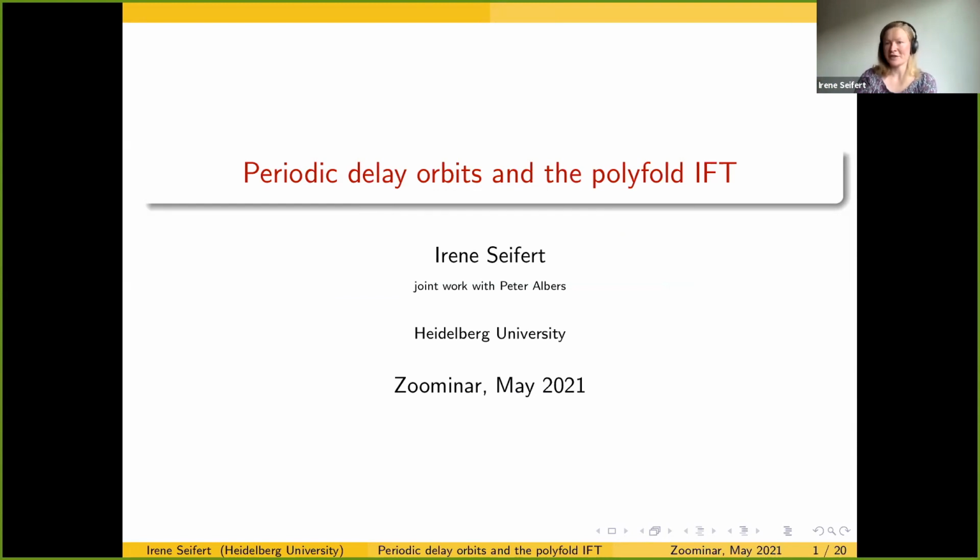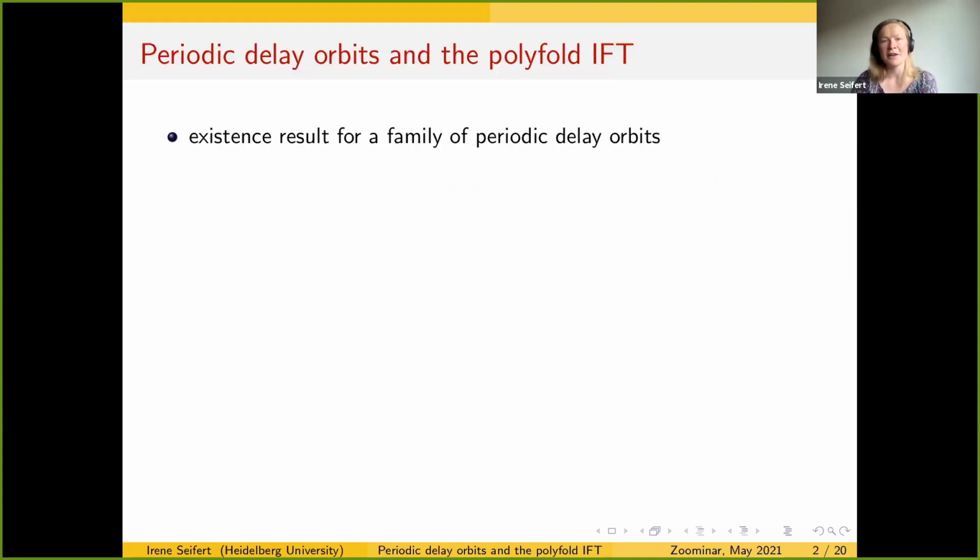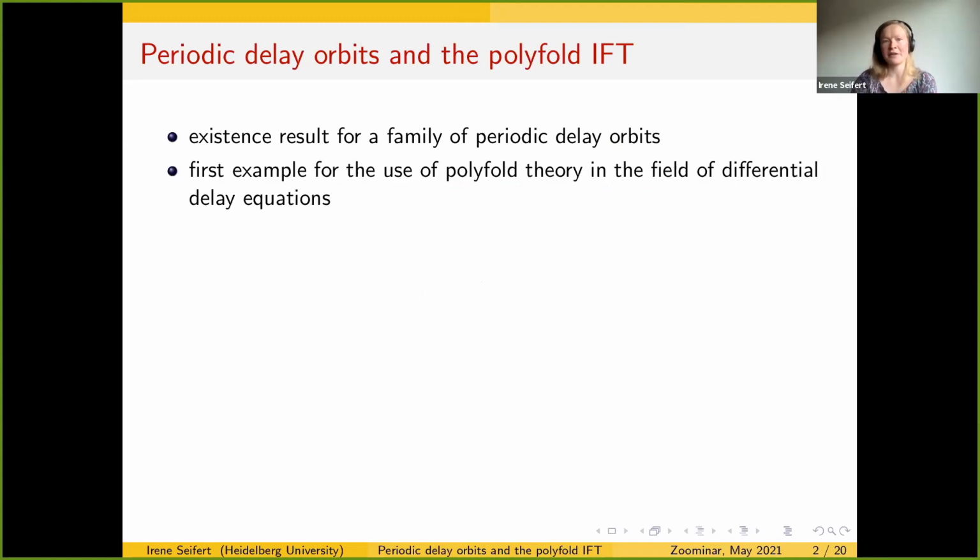What I want to talk about today, under this title of periodic delay orbits and the Polyfold implicit function theorem, is an existence result for a family of periodic delay orbits. And this at the same time gives the first examples for the use of polyfold theory in this whole field of differential delay equations. And we think that there are good reasons to maybe use it for other problems as well.